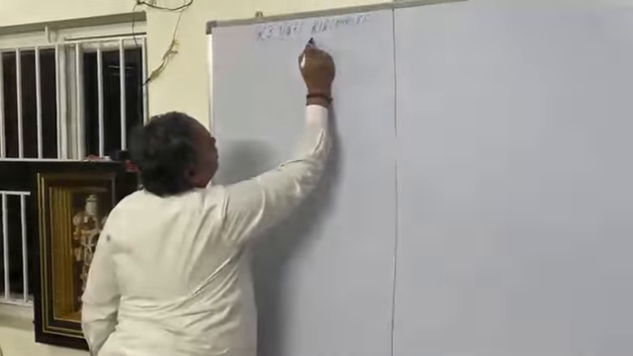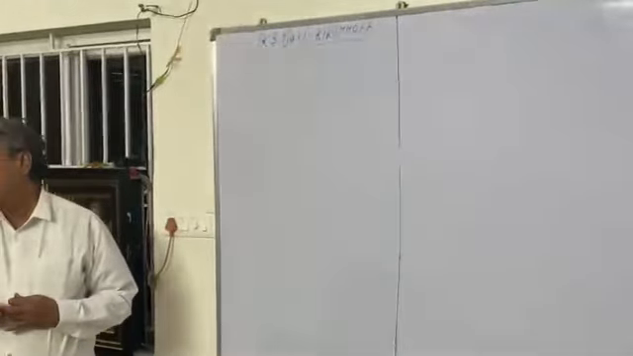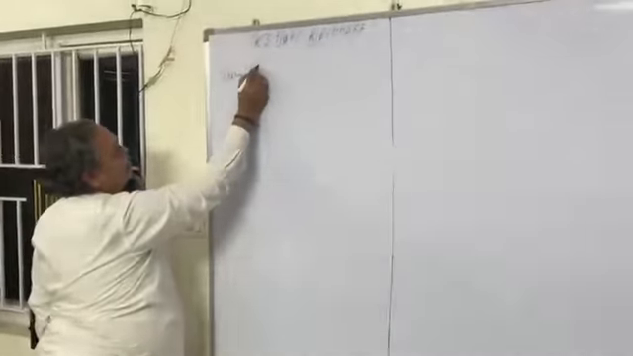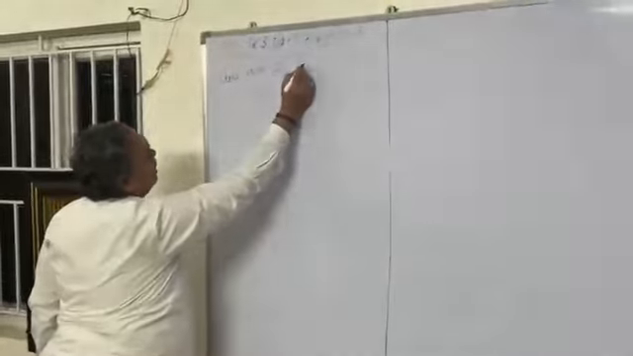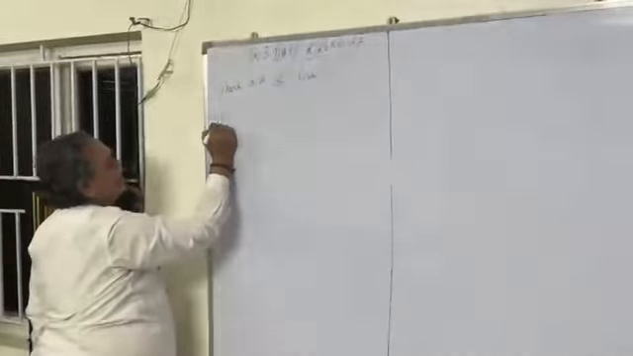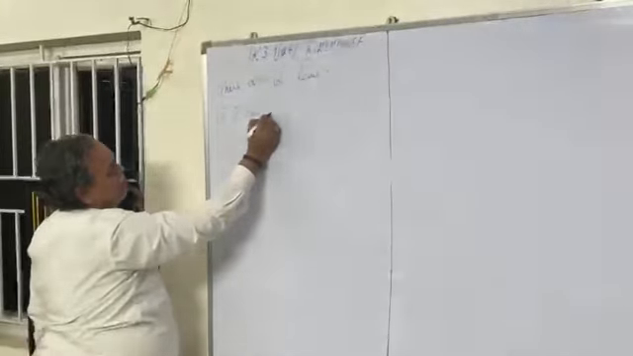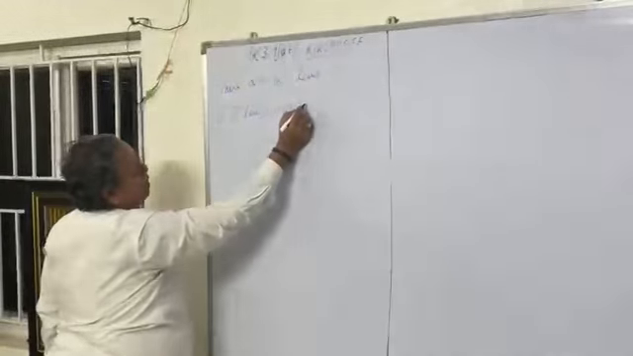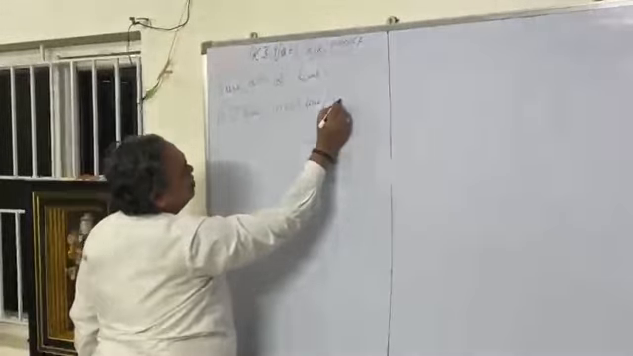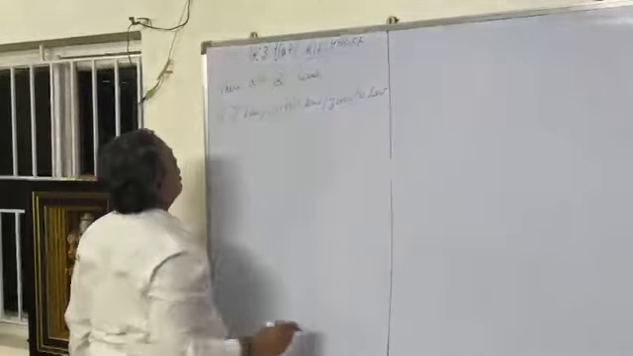O-double-F. What is the other name of it? How many laws are there? There are two laws, right or no? The first one is the first law, or current law, or junction law. Write it down neatly. Junction law.